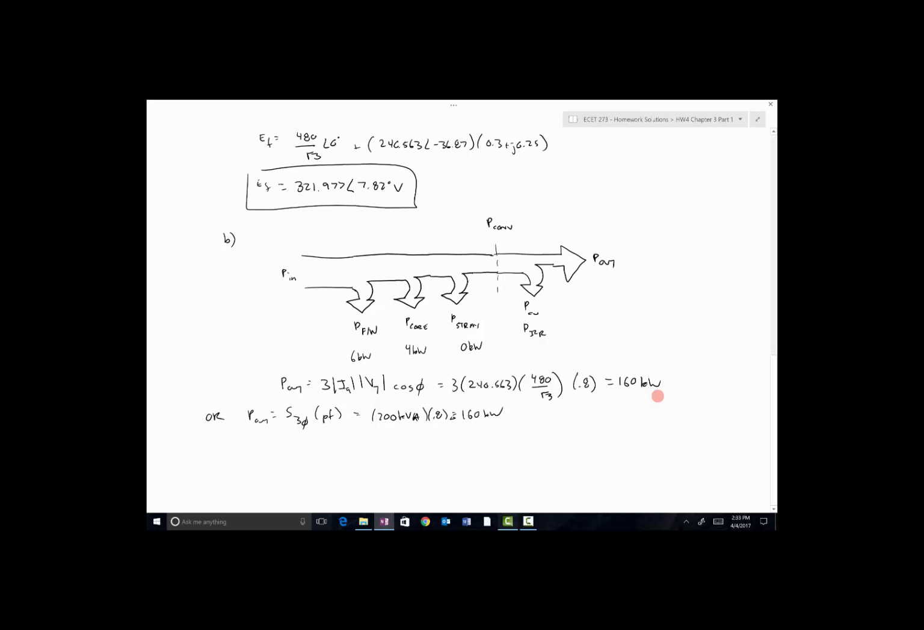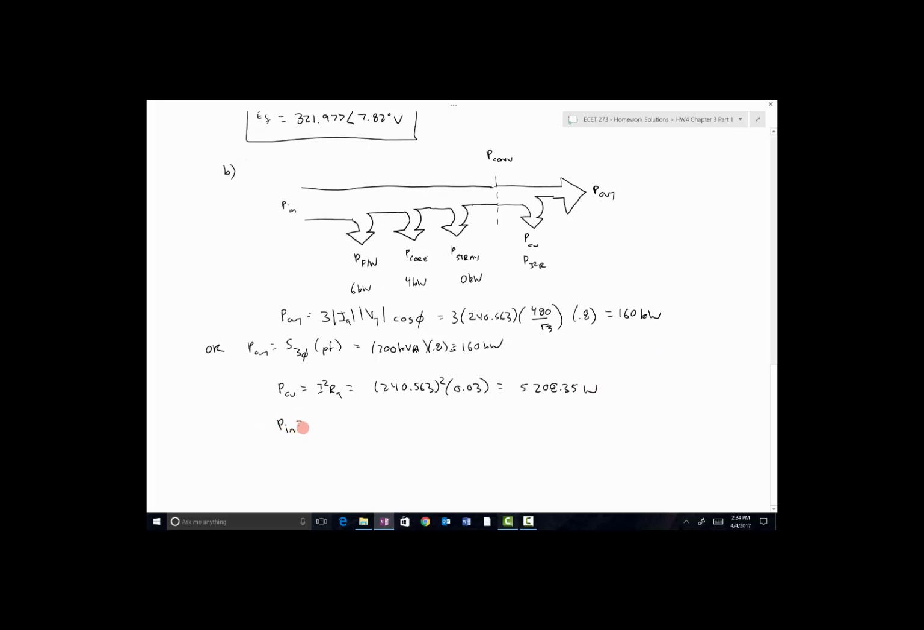It's 160 kilowatts. Now we need to determine the copper loss. We already discussed that that's due to I squared R_A heating. So that's 240.563 squared times 0.03 ohms, and that gives me 5,208.35 watts.